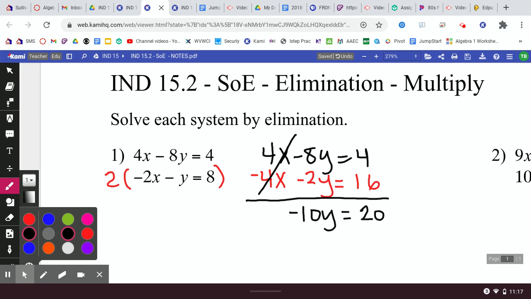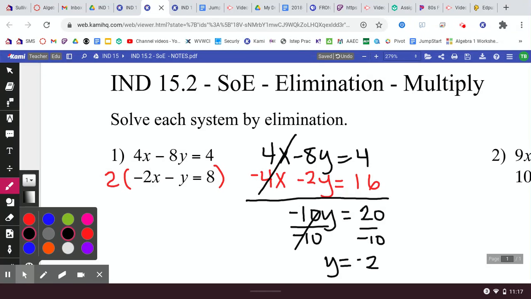Now I need to get y by itself. It's attached to negative 10 with multiplication, so I'm going to divide it off. If I do it to one side, I do it to both, right? That's the rules of math. So I get y equals 20 divided by negative 10 is negative 2. That's half my answer.